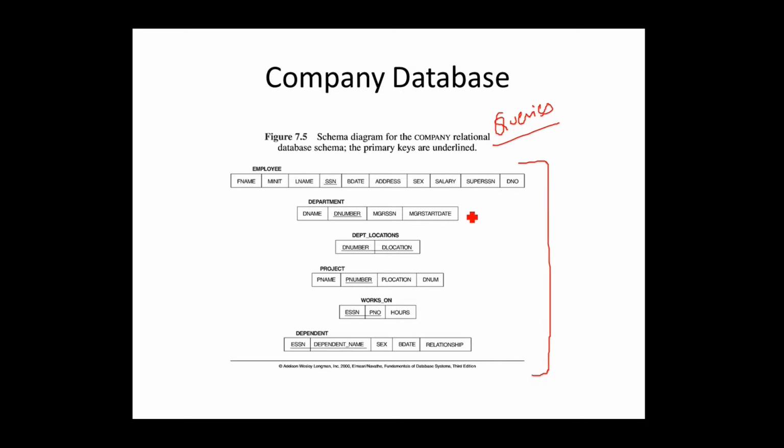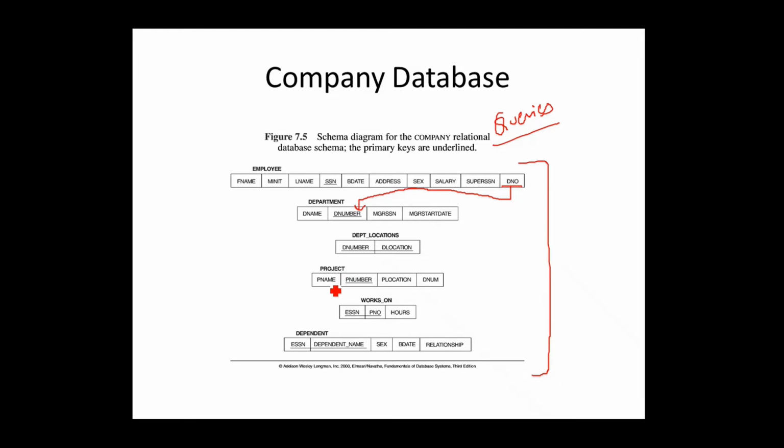This is from your textbook. We'll have the employee table, department locations table, project table, works on table, and dependents table. The employee table has the information of the employees. The foreign key here is department number, and department number is actually referencing what? The department number in the department table. So that's the foreign key. And in the department locations table, location is a multi-valued attribute, so we have a separate table for department locations. The primary key here is a combination of department number and department location.